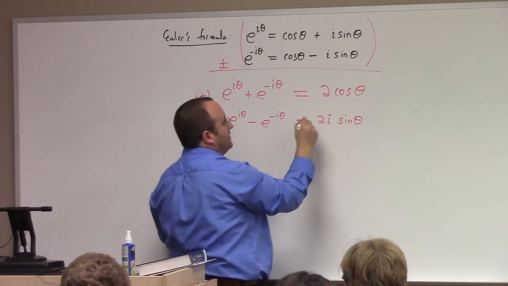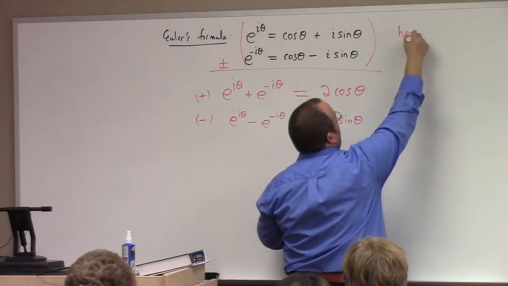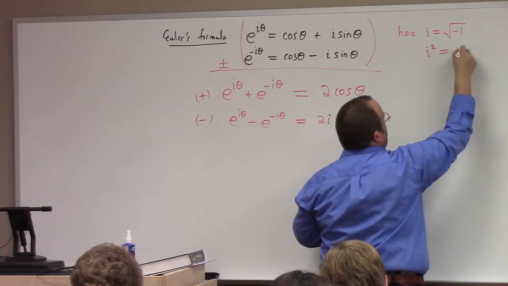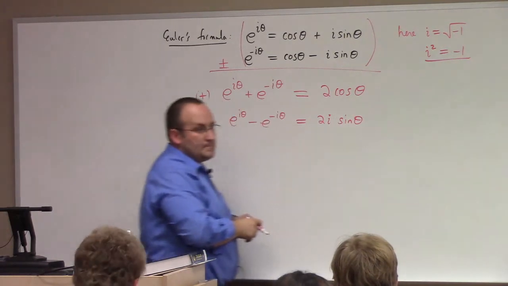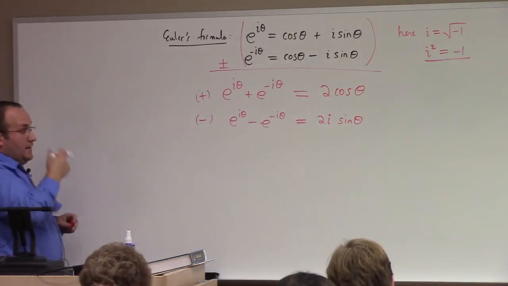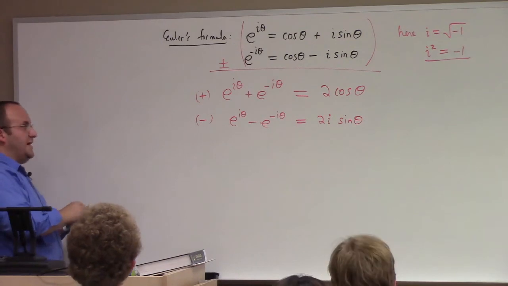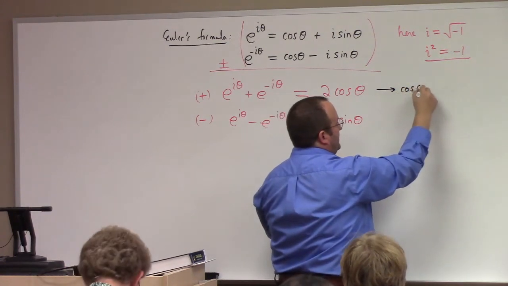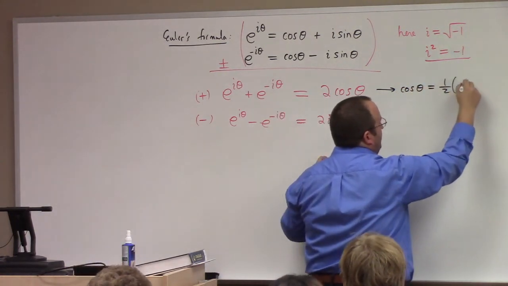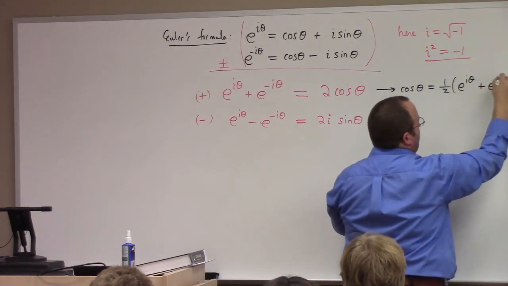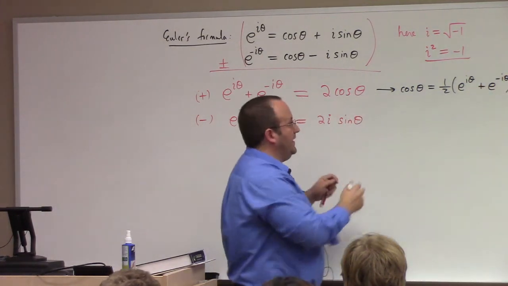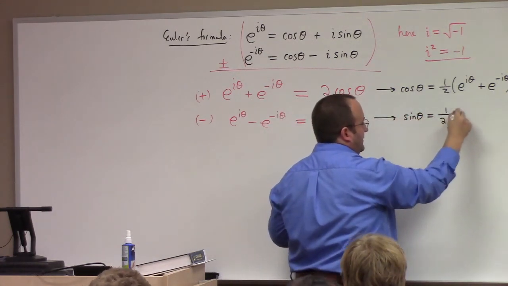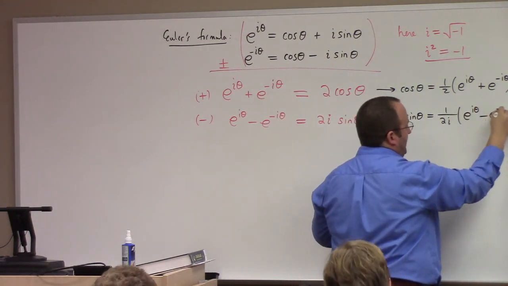Now this i here is the square root of minus 1. It's i squared, which is equal to minus 1, all right? It's the imaginary number i. So one more step, and then I have the formulas I wanted to share with you. Just divide by 2, and we get this wonderful formula for cosine. Cosine theta is 1/2 of e to the i theta plus e to the minus i theta. And sine theta is what? Well, sine theta is 1 over 2i times e to the i theta minus e to the minus i theta.